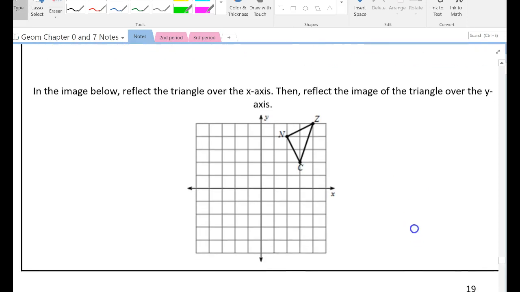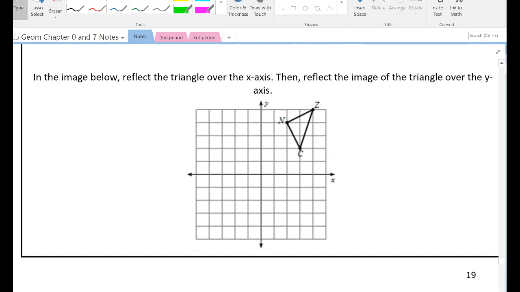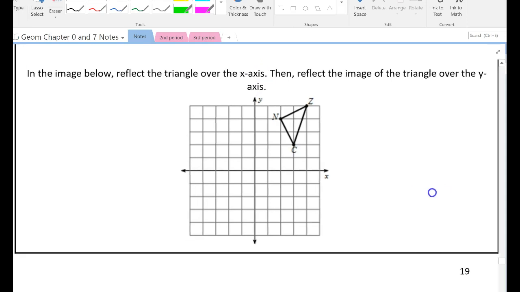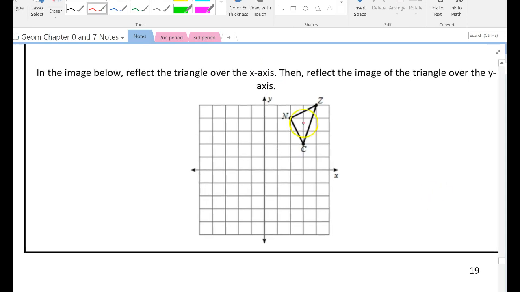Alright, so in the image below, what I want you to do is reflect the triangle over the x-axis and then reflect it over the y-axis. So your original is N, C, and Z. So when we reflect it over the x-axis, it's going to be N prime, C prime, and Z prime. And then when we reflect it over the y-axis, it's going to be N double prime, C double prime, and Z double prime. So go ahead and do that.